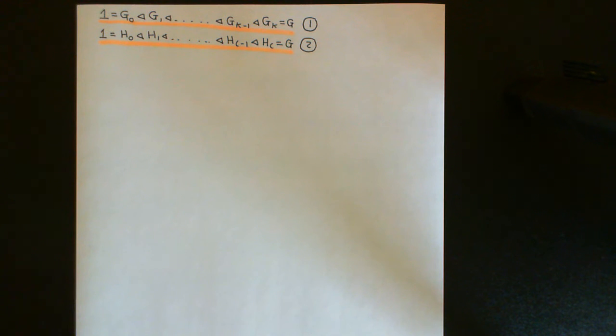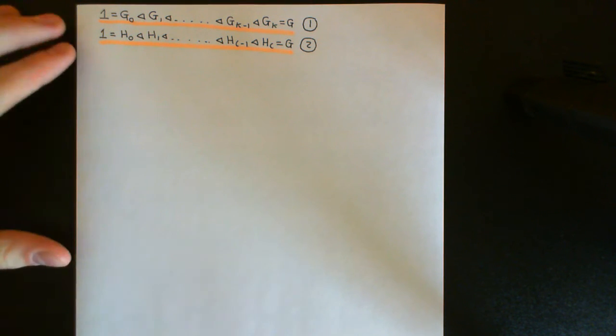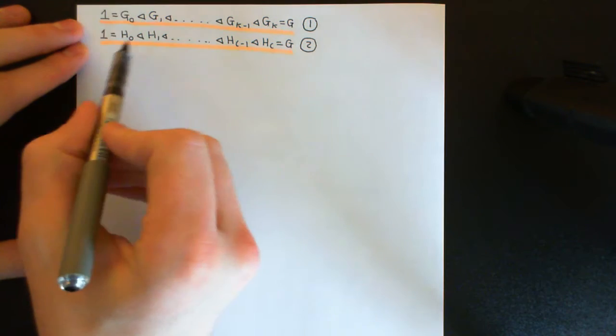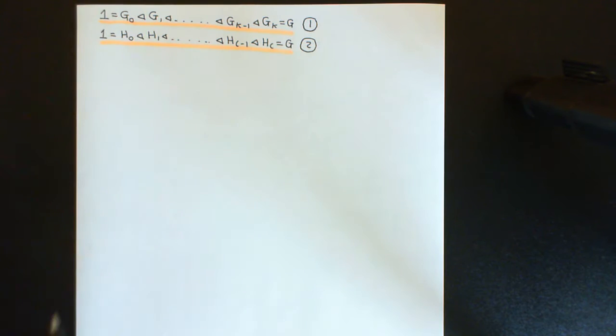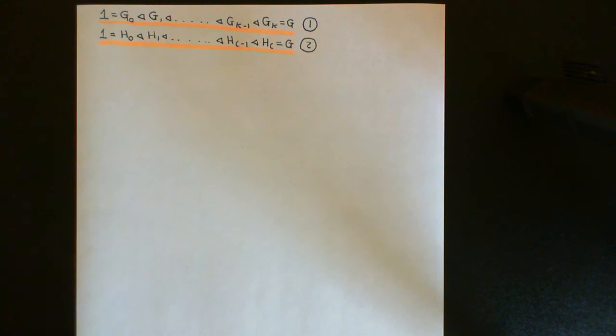And in addition, if you were to list out the composition factors for each one of these, that list of composition factors would be the same for both of these composition series. So if you did produce these lists of composition factors for each of these composition series, the groups that are in it might not appear in the same order, but overall each of the lists will contain the same groups the same number of times.